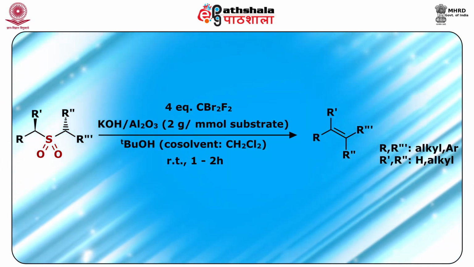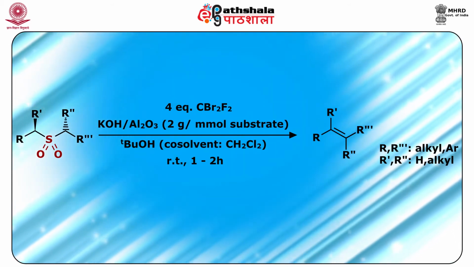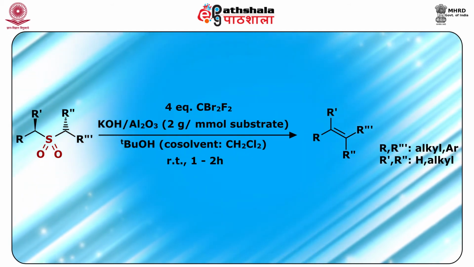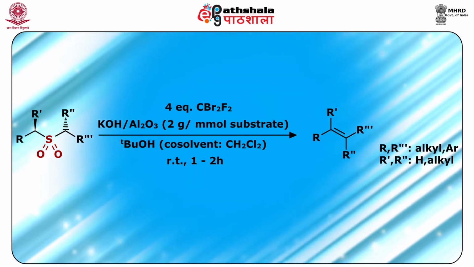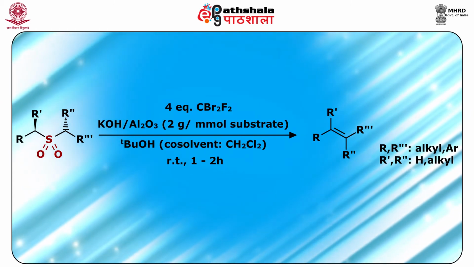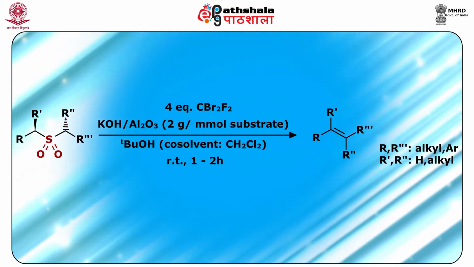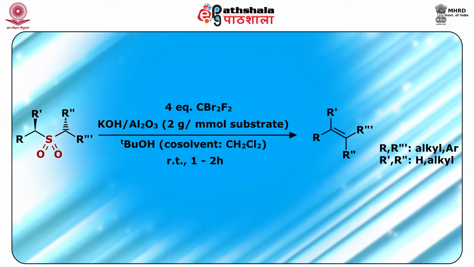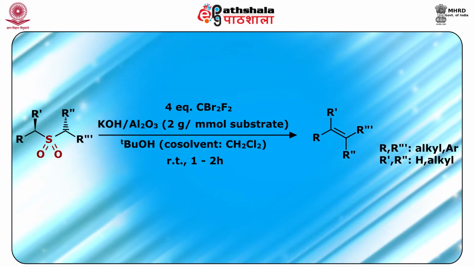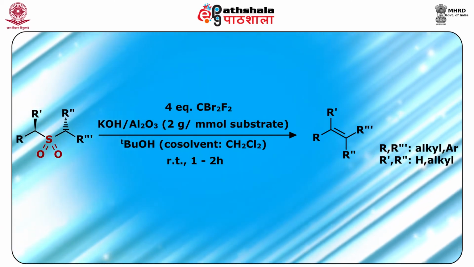A refined version of the Meyers modification of the Ramberg-Backlund reaction employs CBr2F2 in the presence of alumina supported KOH and tertiary butanol as solvent, which allows the conversion of alpha and alpha dash hydrogen bearing sulfones of various structural types into alkenes. An example is shown below.